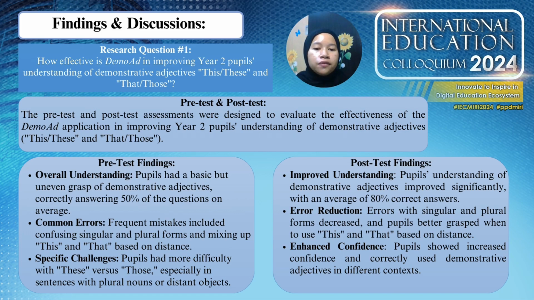And for the post-test findings, the pupils have improved their understanding, where 80% of the pupils can answer the post-test correctly, which is higher compared to the pretest, which is only 50%. And then for the error reduction, errors with singular and plural forms decreased, and pupils better grasp when to use these and that based on distance. It also enhanced their confidence. Pupils showed increased confidence and correctly used demonstrative adjectives in different contexts.